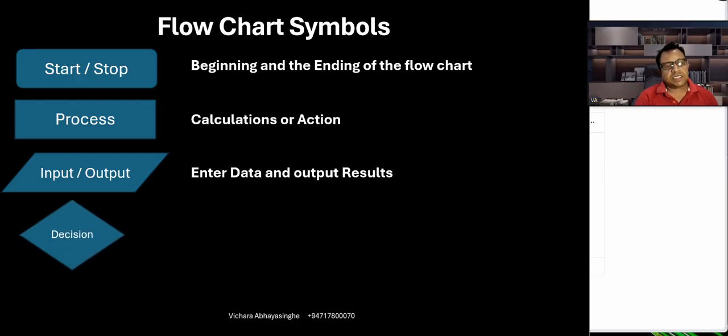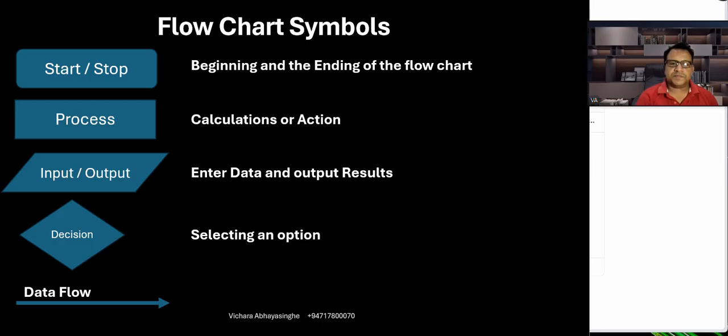This is the decision. If we want to give a logic, or if they are going to consider some action, we can give two answers. So in this type of situation, we can use the decision box. This is the data flow, how data flows through the system.